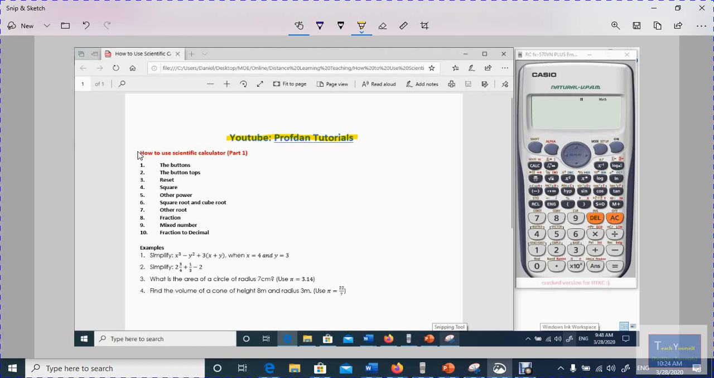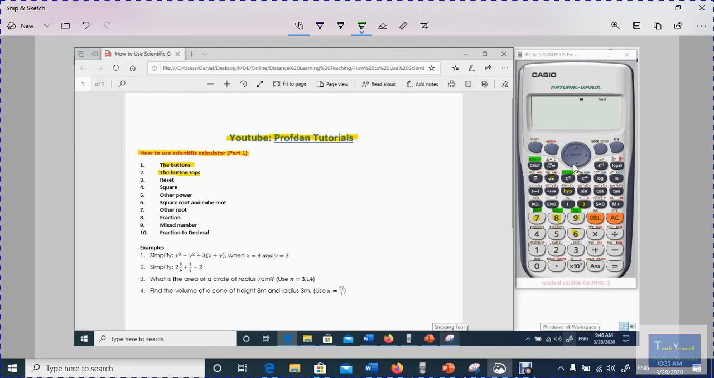Today, our goal is to learn how to use the scientific calculator, part 1. First, we look at the buttons and the button tops. This is your scientific calculator. If you have this type of calculator, all these are the buttons. The ones painted in yellow are button tops. Each button has a button top like this. For button 7, it has a top written as "constant" in short form. So each button has another function on its top.